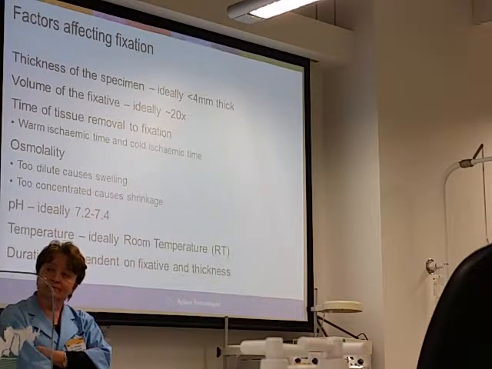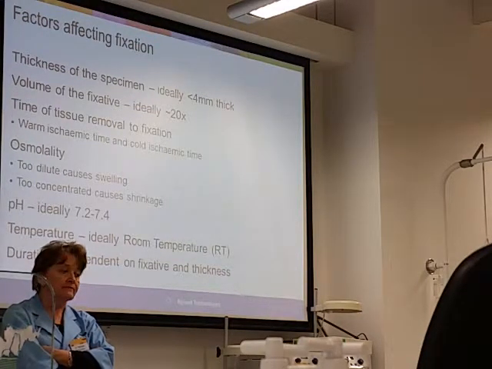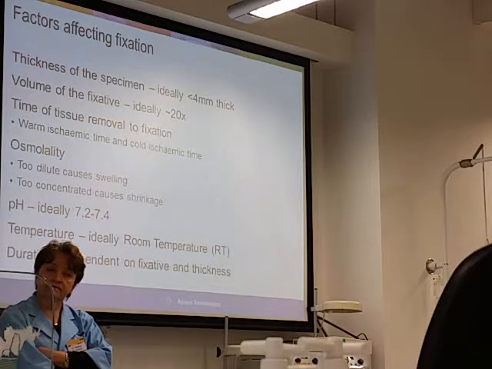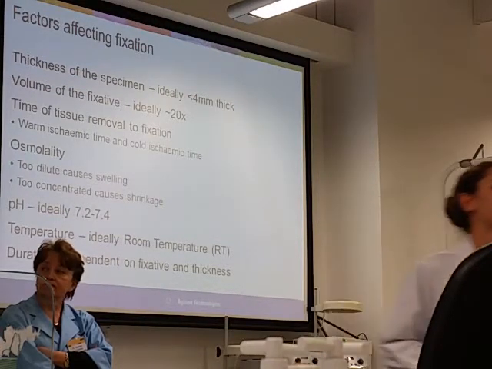But they refer to this warm ischemic time and the cold ischemic time. The warm ischemic time is basically the time where it's taken out of the host and put into the fixative. And then the cold ischemic time is how long it's actually spent in that fixative. So in both cases, we want to try and make sure that the time before it goes into fixative is minimised, and that the time it's spent in fixative is appropriate for the size of the sample.